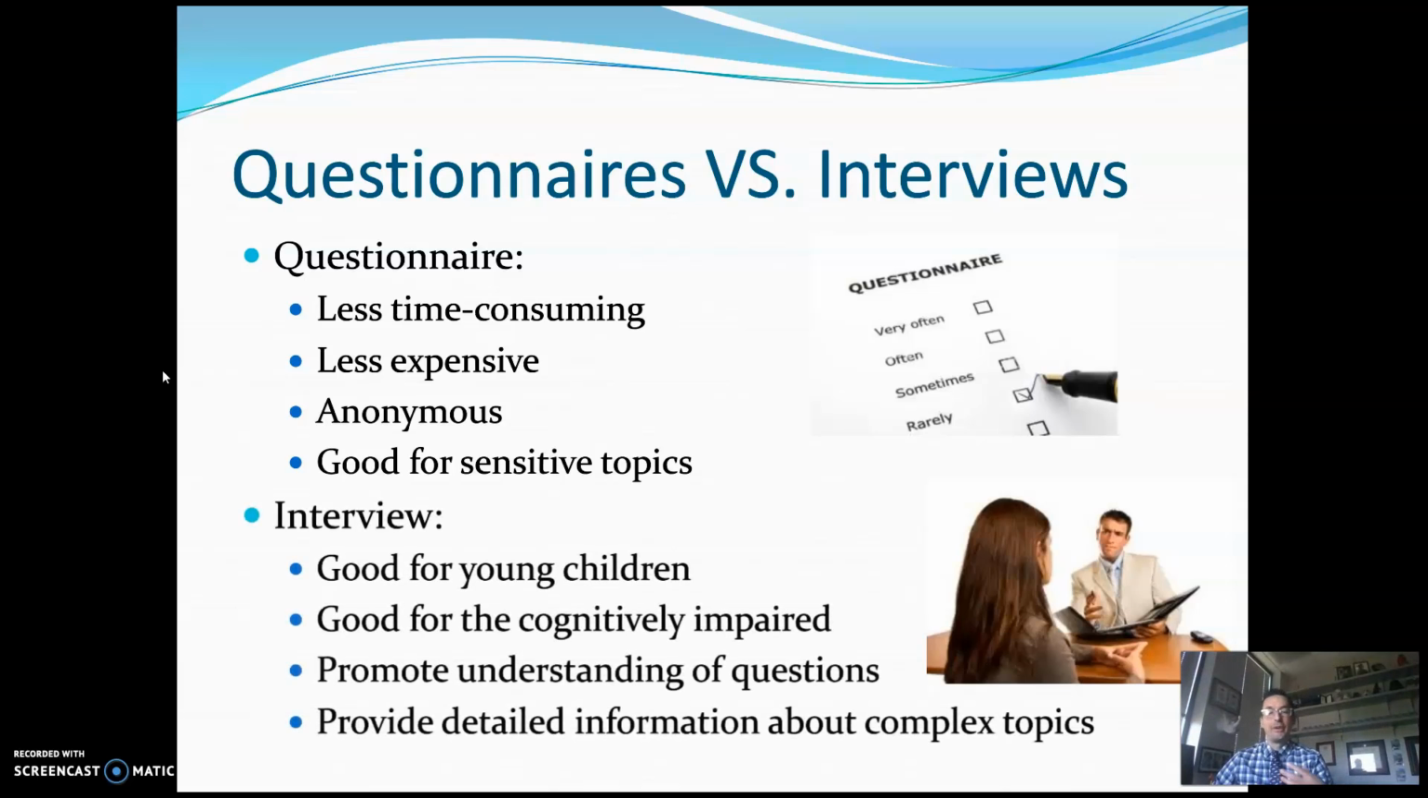By contrast, interviews are very, very good with children, for example, or people who are cognitively impaired, or any situation where there might be a potential concern about the understanding of the question. Likewise, if the topic is very complex, where you might need, as the researcher, to comment on it a bit further. This allows for a bit more of a dialogue, a bit more of a narrative between the participant and the researcher, as opposed to a questionnaire, which is just very one-directional.